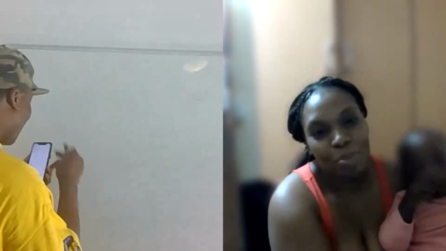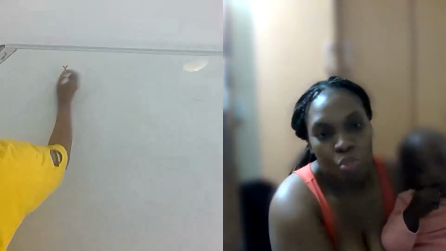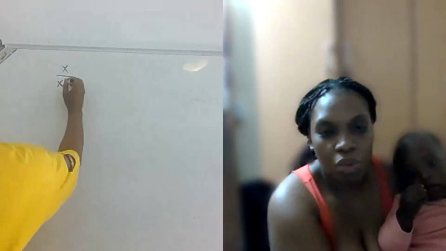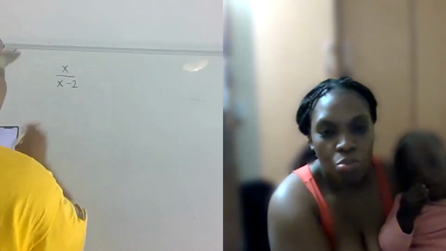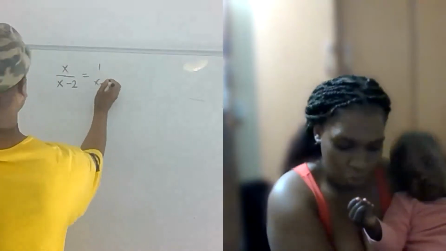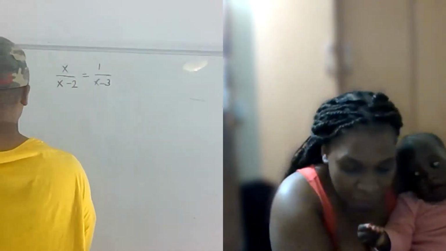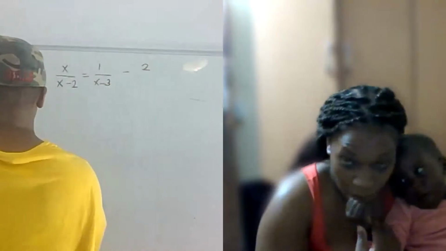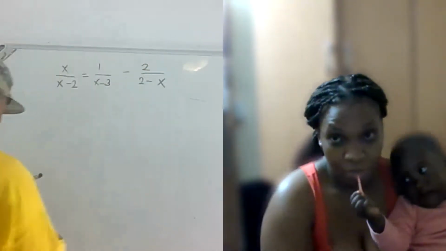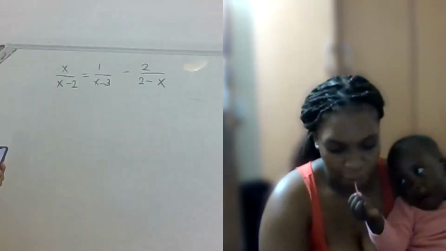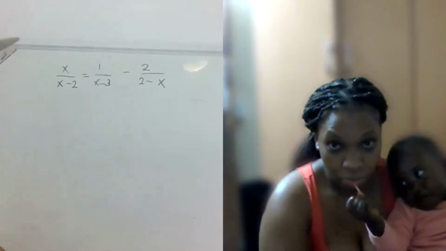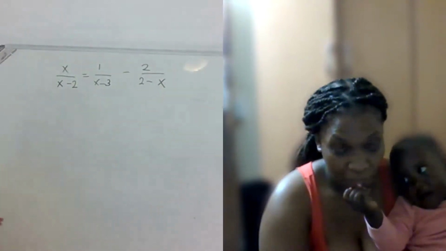Okay, so now we have x over x minus 2 equal to 1 over x minus 3 minus 2 over 2 minus x. So now they say here, find the solutions of the equation. Very easy. So what you're going to do here, right?